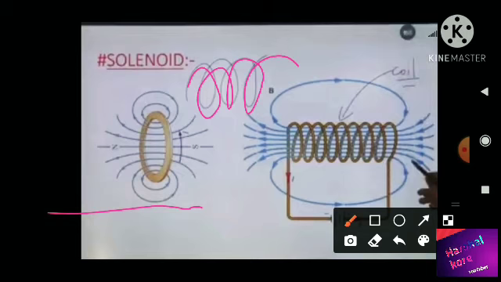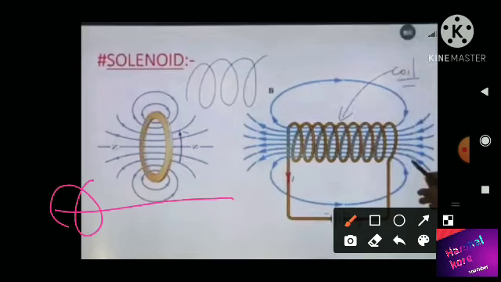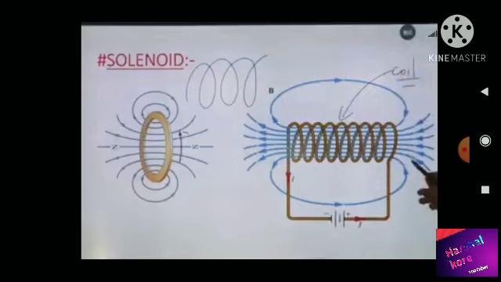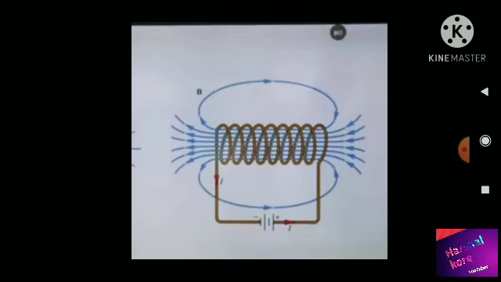The solenoid is a coil of many circular turns of insulated copper wire. The metal is copper. So it is a copper wire wrapped closely in the shape of a cylinder. It's called a solenoid. The copper wire is coiled in the shape of a cylinder, so it is called a solenoid, a coil of copper wire.